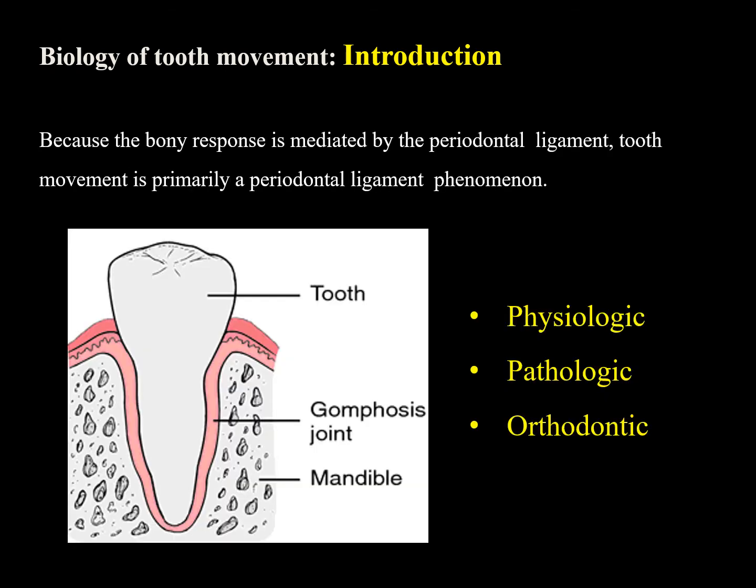Further, the movement of the tooth is mediated by the periodontal ligament, and hence tooth movement is primarily a periodontal ligament phenomenon. So there are different kinds of tooth movement. It can be physiologic, it can be pathologic, and it can be orthodontic.